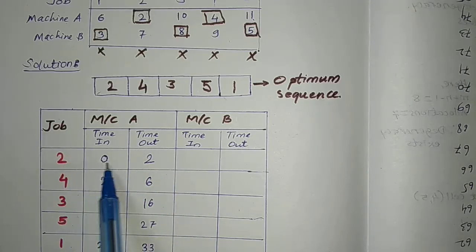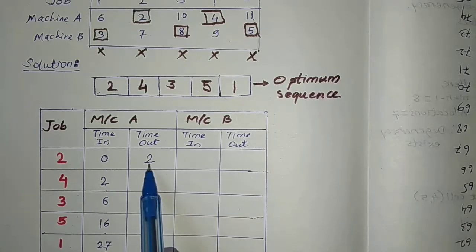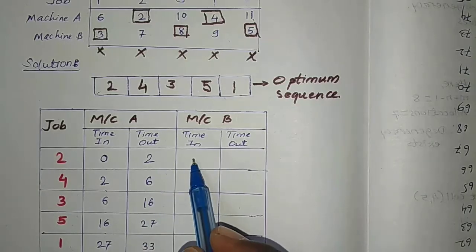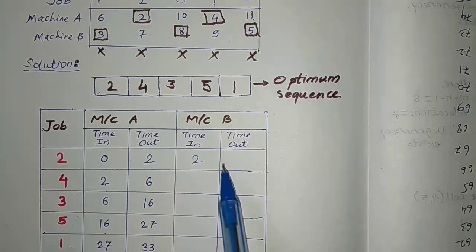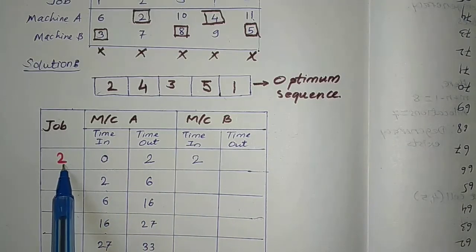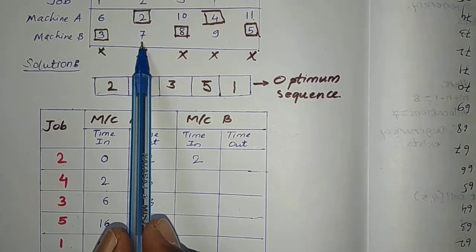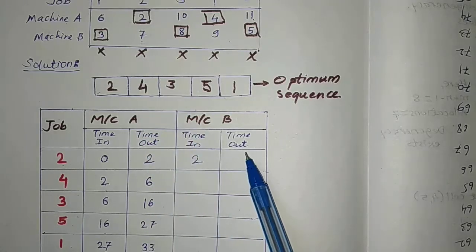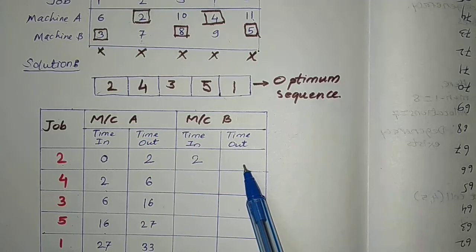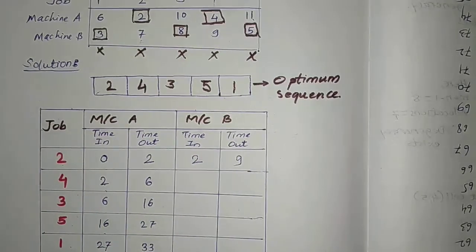Once this job is processed on machine A, it will go on machine B after how many hours? After 2 hours, because it takes 2 hours to get processed on machine A. Now on machine B, for job number 2, how many hours does it take? It takes 7 hours to get processed on machine B. Therefore its in time plus processing time will give us the out time on machine B. So 2 plus 7, it takes 9 hours.